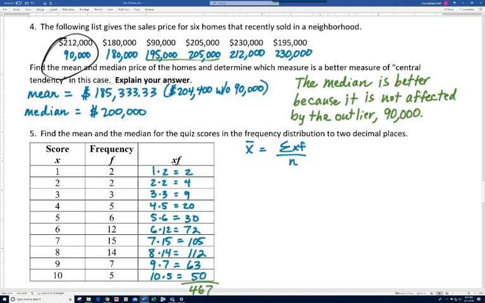If you add up the numbers in the frequency column, you'll find out how many pieces of data there are, or what your n value is. So here n equals 71. So this becomes 467 over 71, which is about 6.58. It did say to 2 decimal places. All right, so now we also need to find the median.